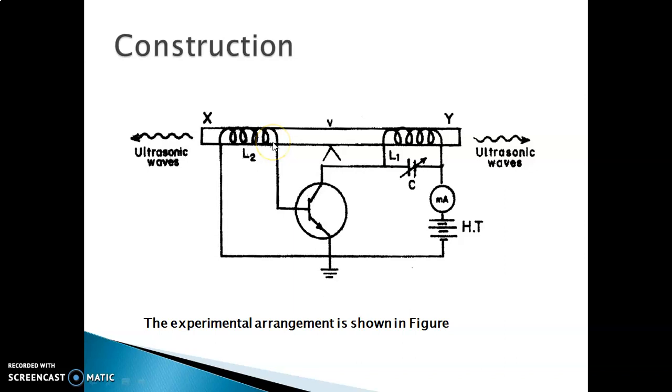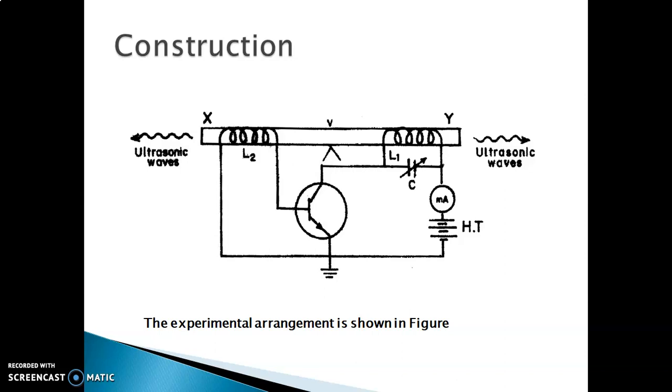Now look at this coil L2. One side is connected to the base of the NPN transistor and the other side is connected to the negative terminal of the battery. Then the emitter of the NPN transistor is grounded. Okay. Now, let us see how this works.